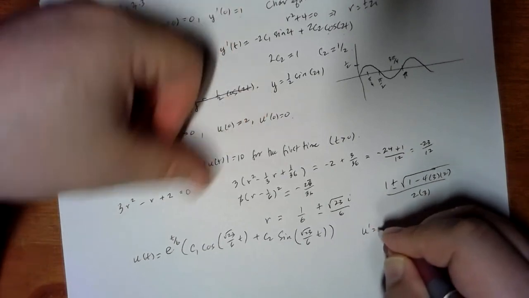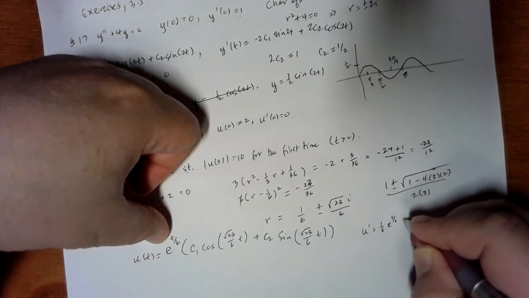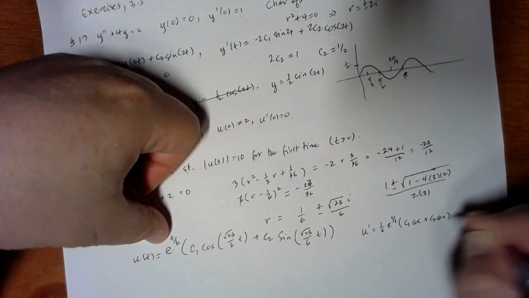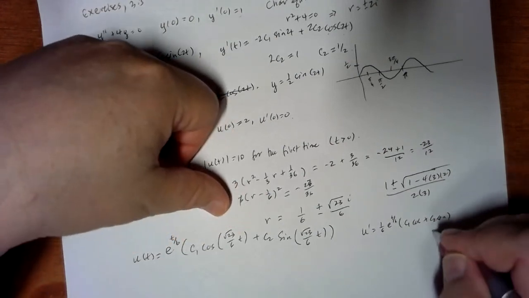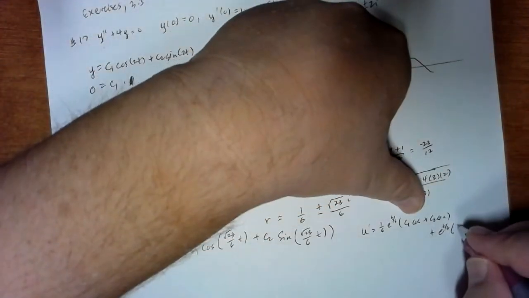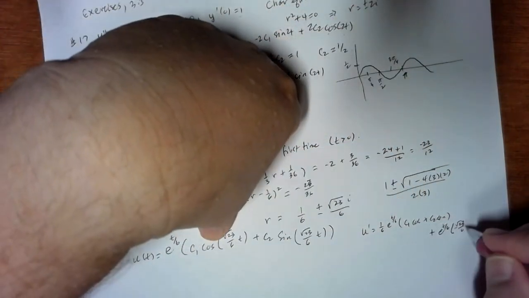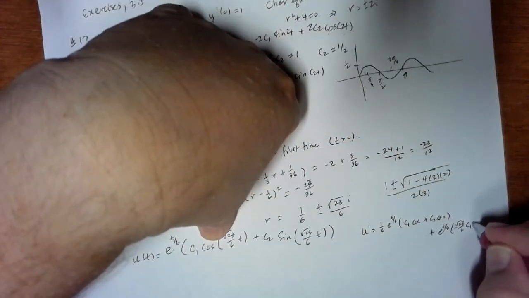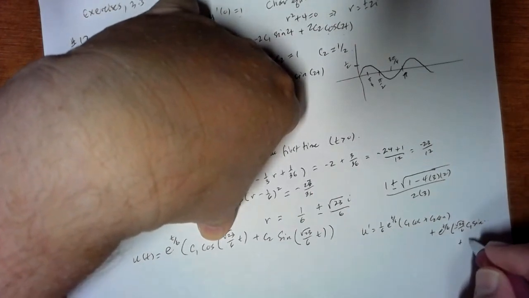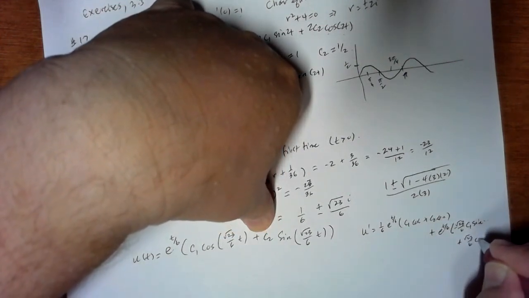U prime is going to be 1/6, right, e to the t over 6 times c1 cosine plus c2 sine, right? And then I'm going to have plus e to the t over 6 times, and I'm going to have the square root of 23 over 6. Oh, that'll be a minus c1, and then that'll be a sine something something. I'm trying to abbreviate because this is getting messy. And then we'll have our square root of 23 over 6 cosine.